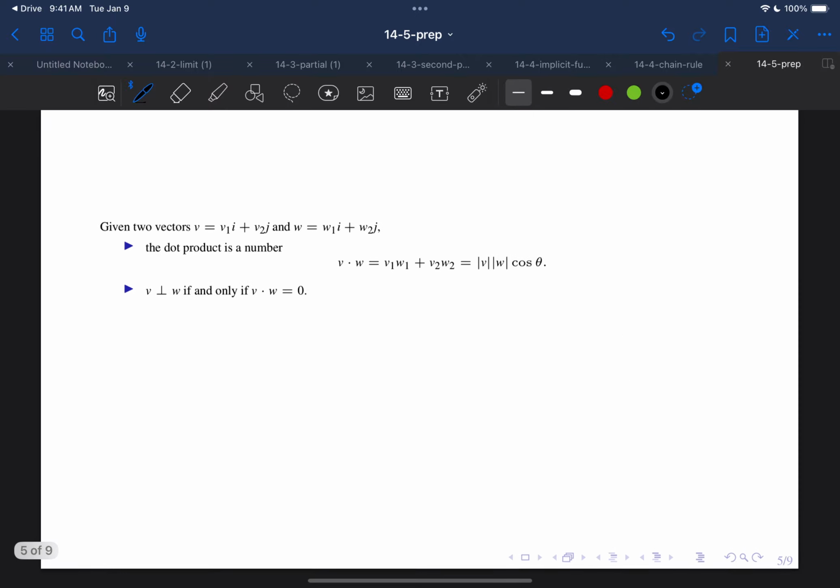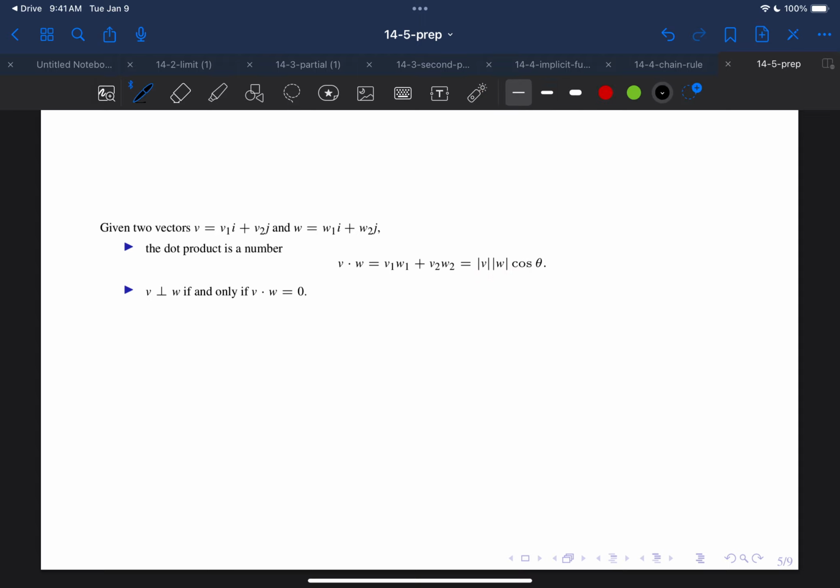Alright, dot product. Given two vectors, you cannot just randomly multiply them. There's a product rule called the dot product, denoted by v dot w, and this is exactly the sum of products of corresponding coordinates. This also follows the cosine law.